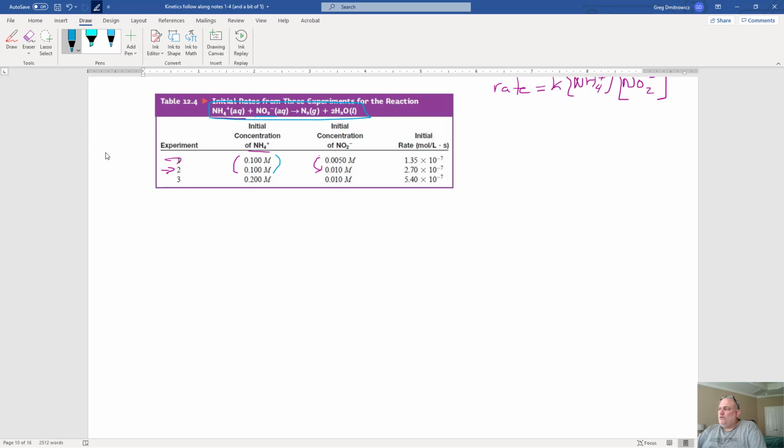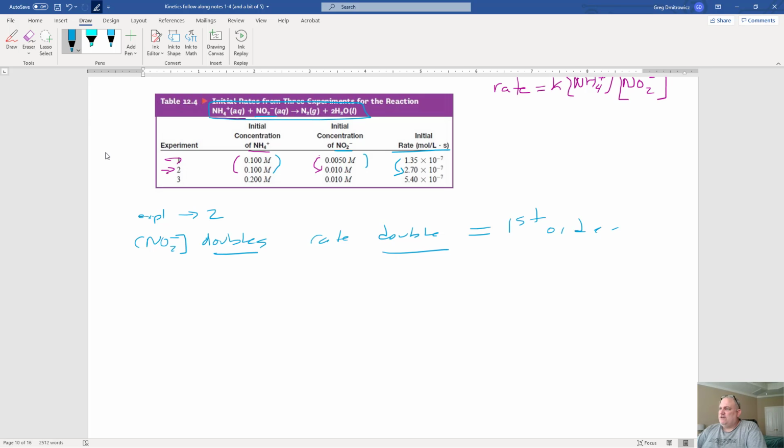That means the only thing that's impacting the rate of the reaction is NO2. And if you take a look right here, between experiments 1 and 2, the concentration of NO2 doubles, and the rate also doubles. So between here and here, this doubles. When something doubles and the other thing doubles, you have first order. Now, we have to hold the other thing constant in order to compare the first thing.